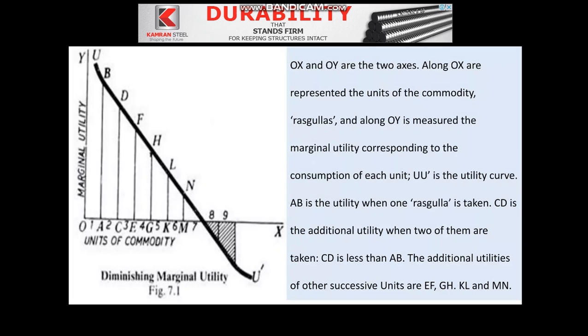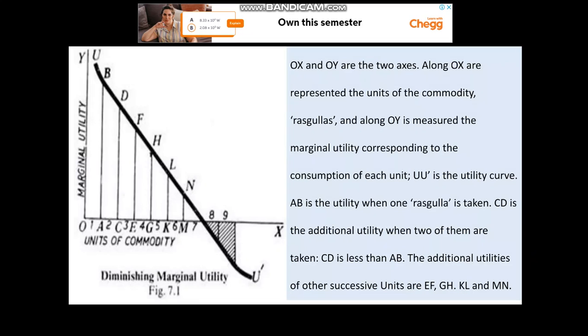OX and OY are the two axes. Along OX are represented the units of the commodity Rasgullas, and along OY is measured the marginal utility corresponding to the consumption of each unit. UU is a utility curve. AB is the utility when one Rasgulla is taken. CD is the additional utility when two of them are taken. CD is less than AB. The additional utility of other successive units are EF, GH, KL, and MN.